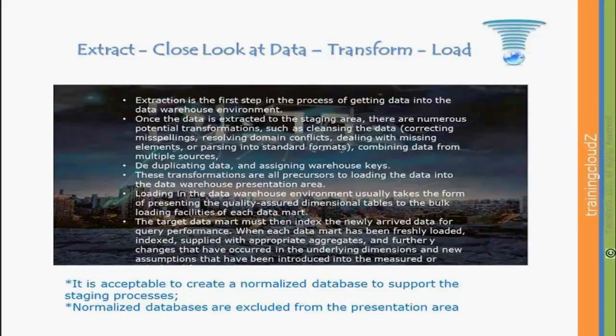So extraction is the first step in the process of getting data into the data warehouse environment, which I'm talking about in the first line here. Once the data is extracted to the staging area, there are numerous potential transformations such as cleansing of data, correcting misspellings, resolving domain conflicts, dealing with missing elements, parsing into standard formats, and combining data from multiple sources. This is all going to be done in the staging area, which you relate to the kitchen.